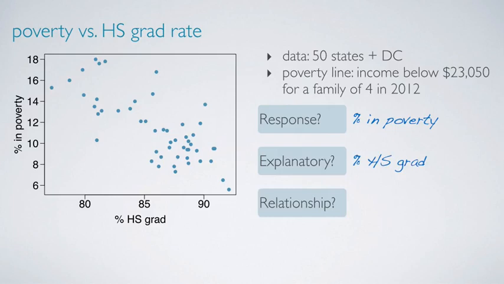The relationship between these variables is linear, negative, and moderately strong. When we discuss the relationship between two numerical variables, we always talk about the form. Usually we worry about, is it linear or nonlinear? The direction, is it negative or positive? And the strength, going from very weak to extremely strong.